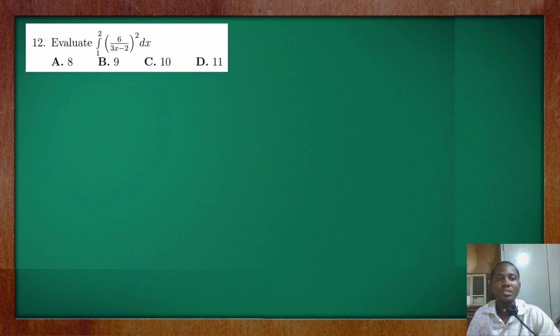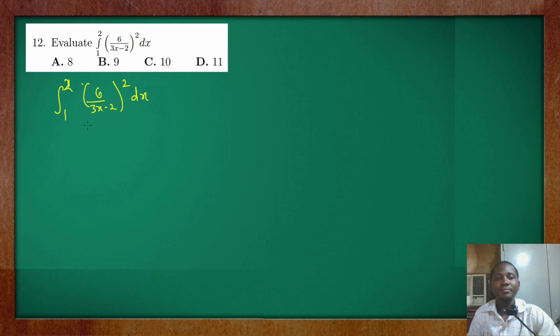In this question, we are asked to evaluate the integral of 6 all divided by (3x minus 2) all squared, from 1 to 2. So here we have the integral from 1 to 2 of 6 over (3x minus 2) squared dx.